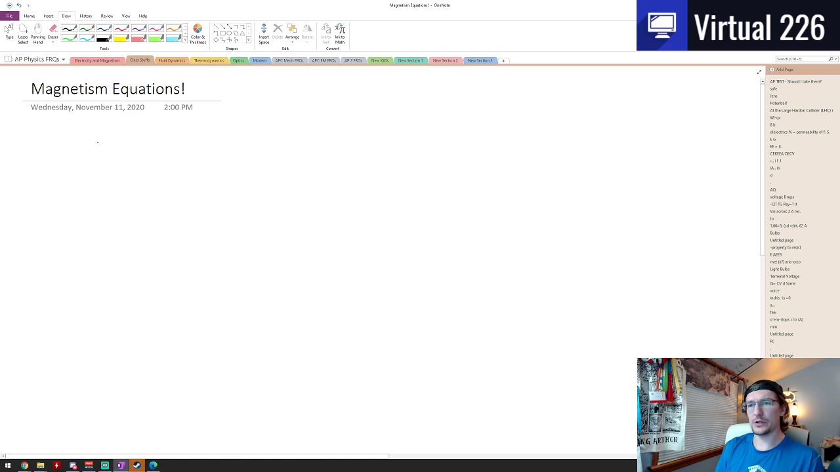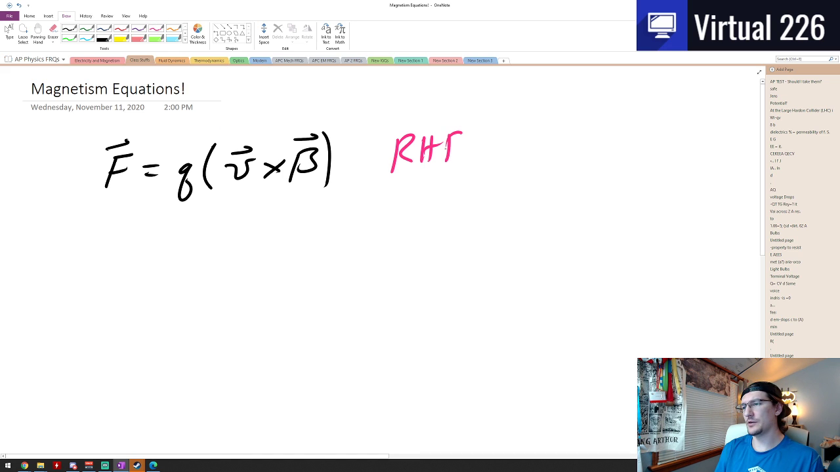You need to know that if you have a charge moving in a B field with some velocity, it will have a force exerted on it. This is due to the right-hand rule. If you needed to justify something and it moved a certain direction due to this cross product, you could justify it by saying, I use the right-hand rule, and that's what a cross product does.